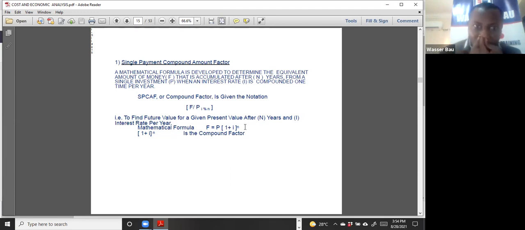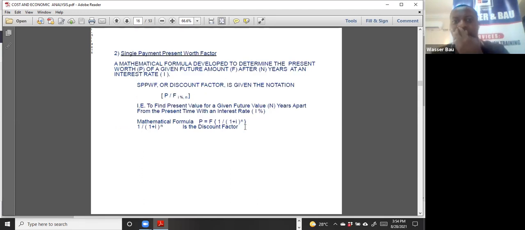Then the second one is single payment present worth factor, which is just the opposite of the other one. In this case, you are to find the present value of a given future value. So you are given money in the future. The example I just gave is like, I want to send my son to the US to study medicine, and the fee for medical courses in the US is $75,000. And he's meant to start school in 5 years' time. How much should I invest today?